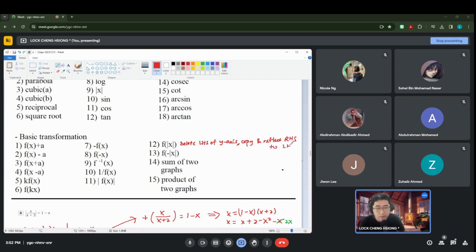Then this one with the minus in front, minus inside, what does it mean? Delete right hand side of y-axis, copy and reflect left hand side to right hand side. That will be the working for these two, 12 and 13.